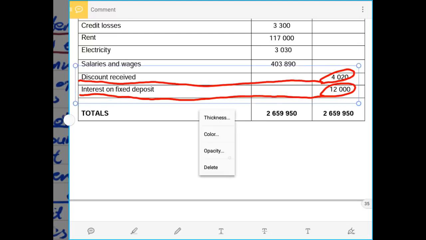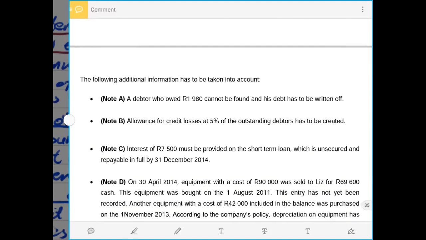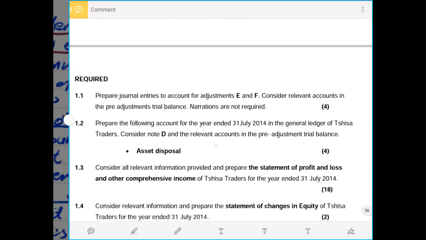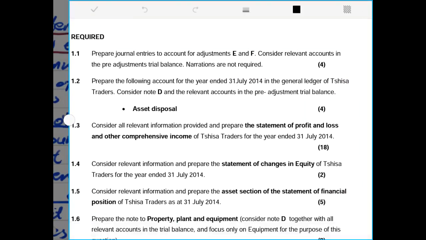These are just the major few things that I wanted to highlight before I begin to do the adjustments. Now I always say that before we read the adjustments, we first have to know what we are required to do. First requirement, we are required to prepare general entries for note number E and note number F, that is from the adjustments. So we know that we have to do two general entries.